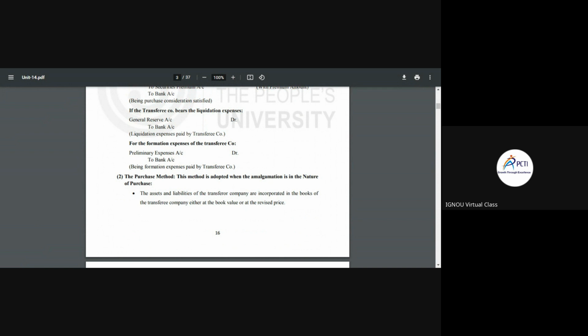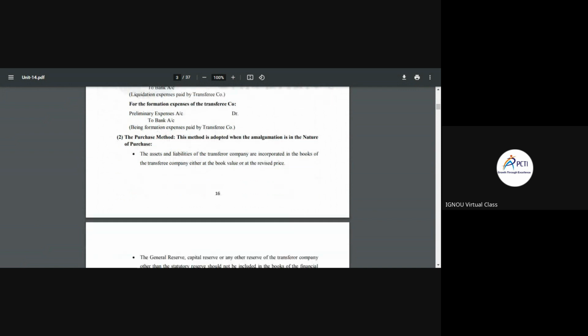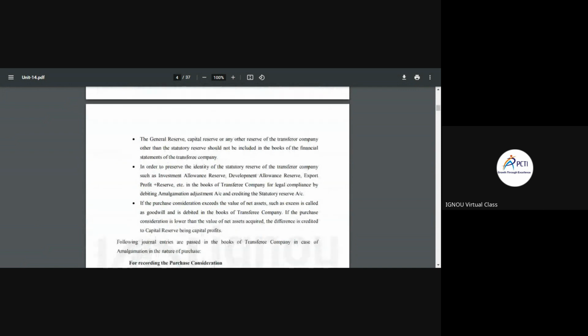Our second method is the purchase method. This method is adopted when the amalgamation is in the nature of purchase. So the assets and liabilities of the transferor company are incorporated in the books of the transferee company either at the book value or at the revised price. Next, general reserve, capital reserve, or any other reserve of the transferee company other than the statutory reserve should not be included in the financial statements of the transferee company.